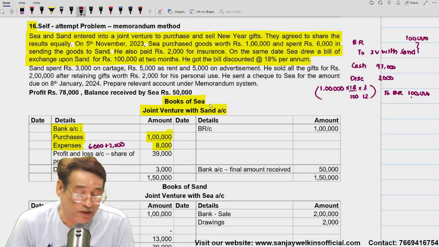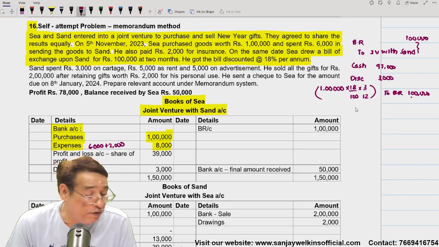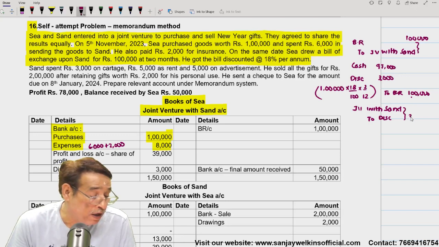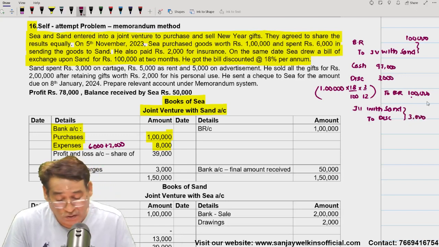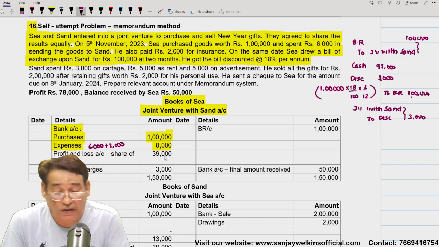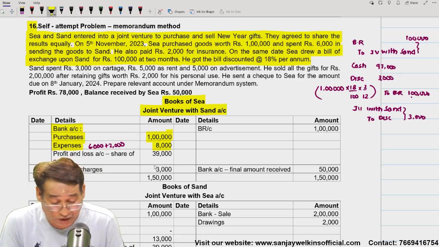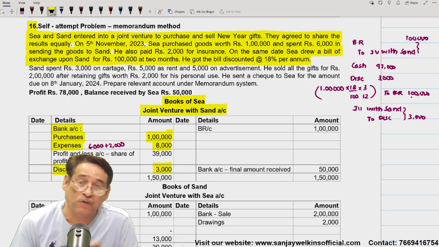In the books of C, we are not preparing any cash account, discount account or BR. However, the discount will be written towards the debit side, joint venture with SAND account to discount account. That is 3000. So that is why this discount will appear over here. Discount charges. Is it clear to you or not?